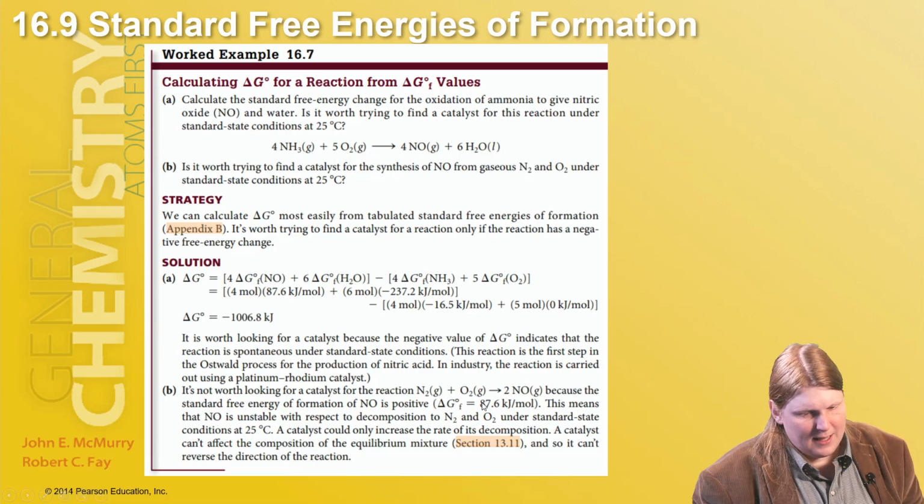It's not worth finding a catalyst for this other reaction because that would mean that delta G would be positive, and a catalyst can only increase the rate of decomposition. It would not be able to reverse the direction of the reaction.